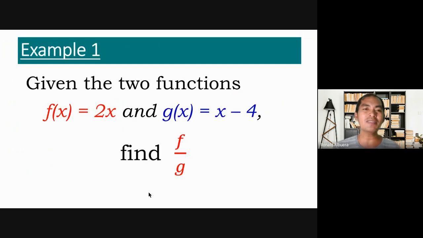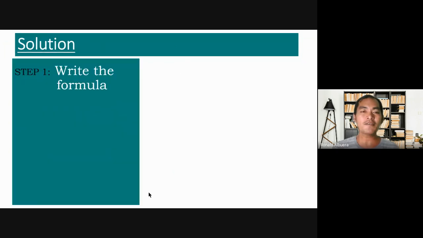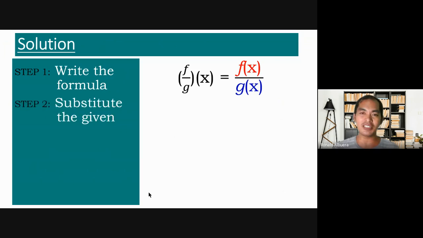Okay. We have the given functions. f of x equals 2x and g of x equals x minus 4. Find f over g. Take note, ang g ay dapat hindi equal to 0. So, ang first step, always write the formula. We have f divided by g equals f over g.